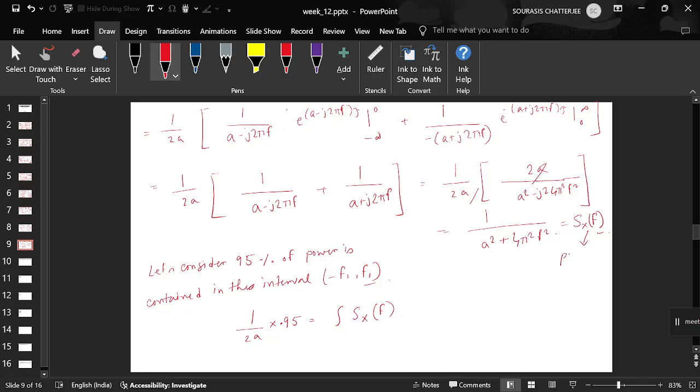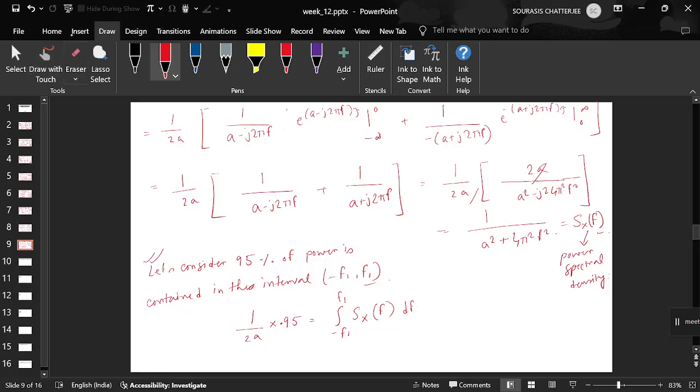So this is the power spectral density that we have just obtained. We need to integrate it over the spectrum from minus f1 to f1, because we are willing to find this value of f1 particularly. If I integrate the power spectral density over this spectrum, it will give me where that 95% of total power is, because that's my assumption here, that 95% of power is concentrated in this interval only.